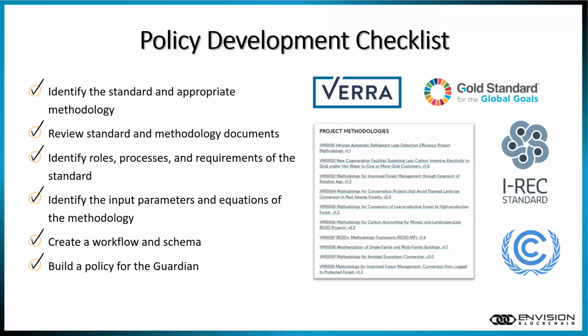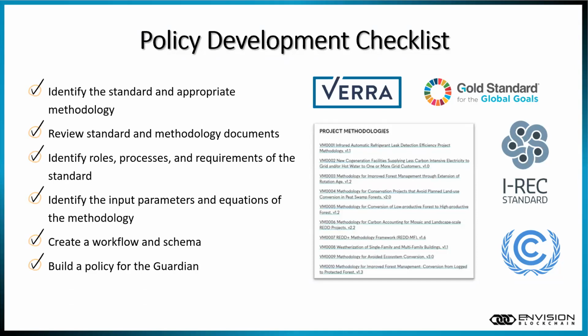So moving into our policy development checklist, in this slide, we will discuss the essential steps you can take to create a policy for the Guardian. Creating a well-defined policy is crucial for effectively implementing the Guardian tool into your project. Let's go through these steps together. Step one is to identify the standard and an appropriate methodology. So you want to begin by identifying the relevant standard and a methodology that aligns with your project's goals and requirements. This will serve as the foundation for developing your policy.